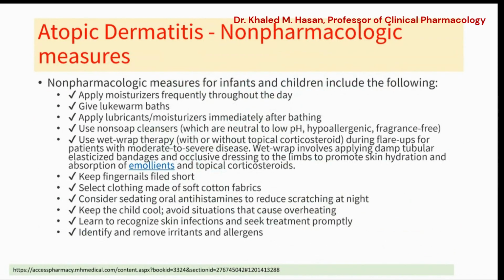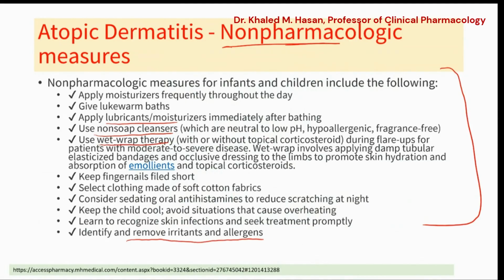Non-pharmacological approach: apply moisturizers, lukewarm bath, lubricant, moisturizer. Here we have some cleanser, wet wrap. We have all this information as general education for your patient before you start treatment. You normally give the patient a printed leaflet about atopic dermatitis. Identify and remove irritants and allergens. That's a very important one.